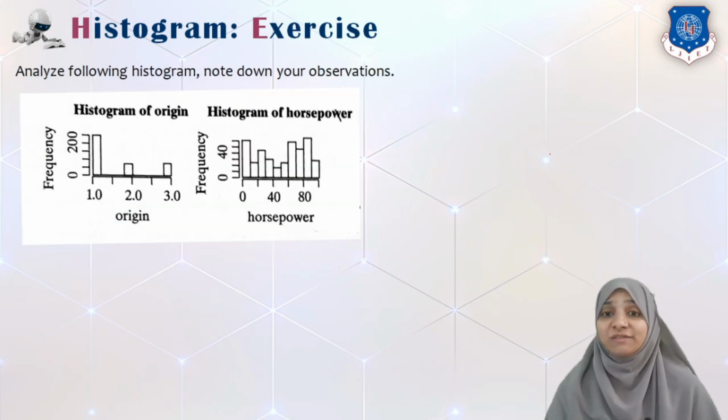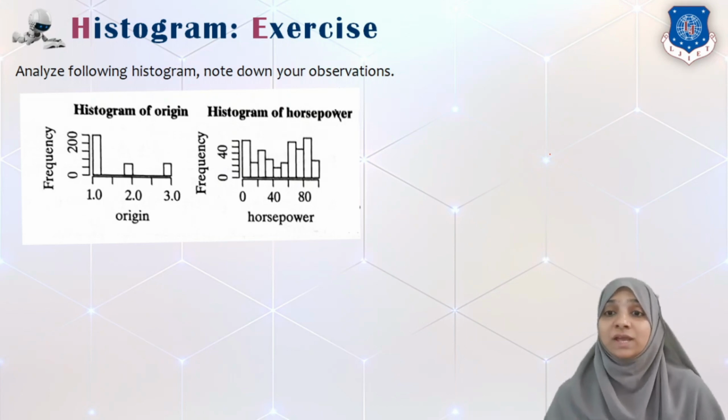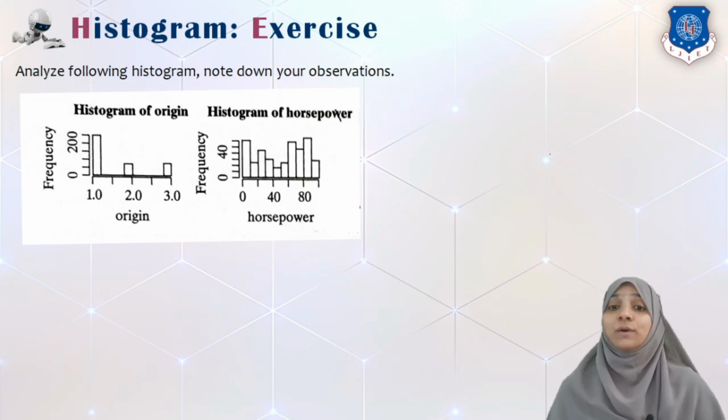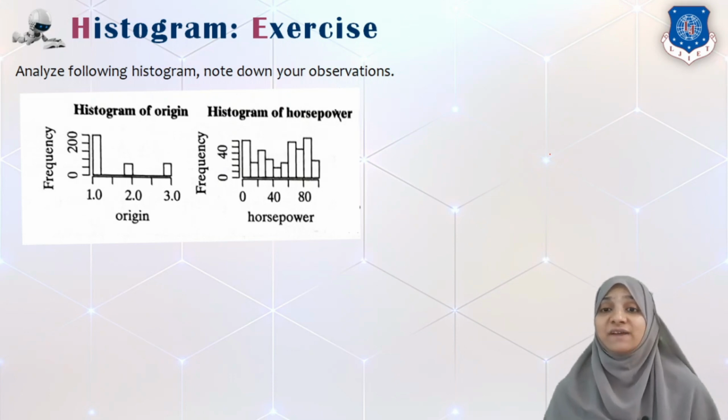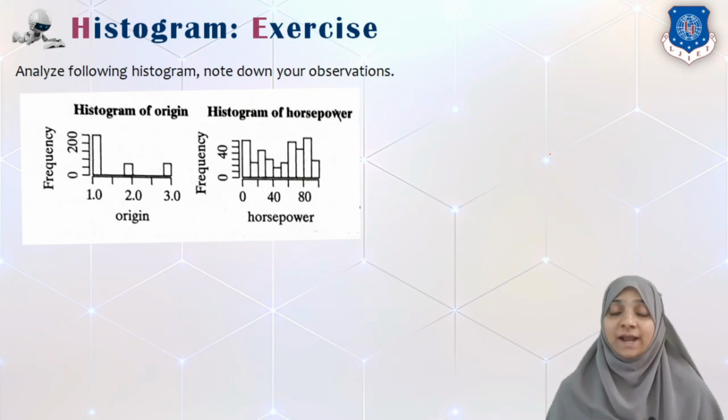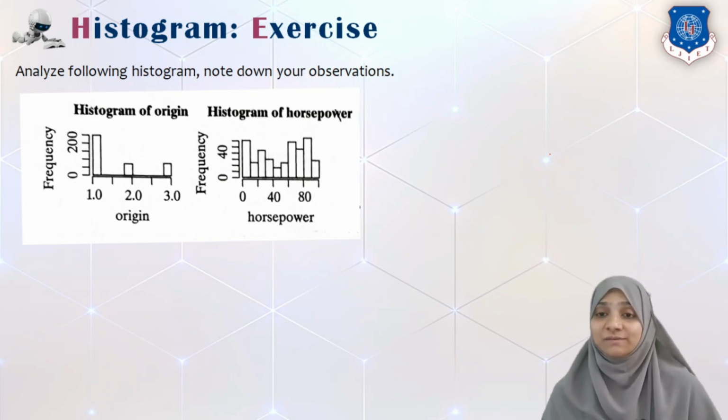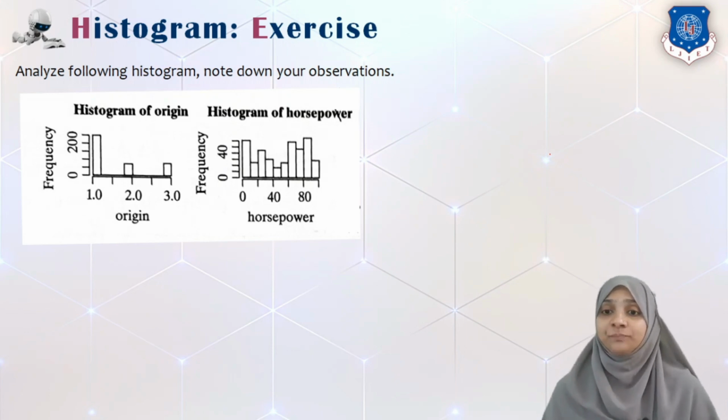Here one exercise is for you. You have to analyze the given two different histograms and note down the observations. You have to find out what is the size of the bin and the number of samples that fall within a particular bin for each of these. The first histogram is given for the origin attribute and the second histogram is given for the horsepower attribute.